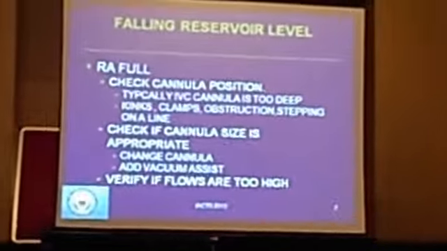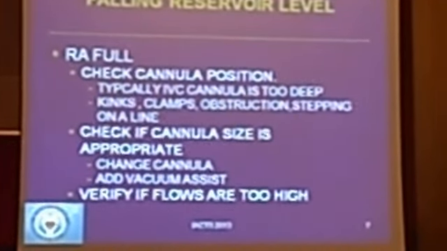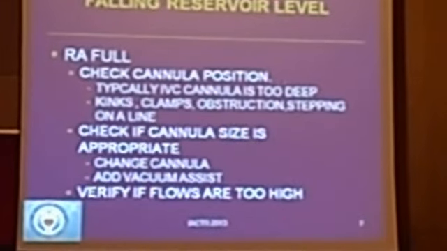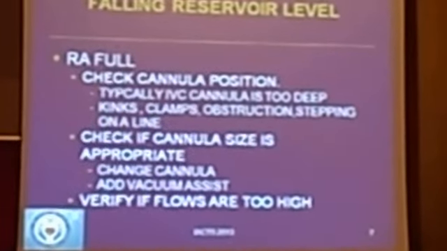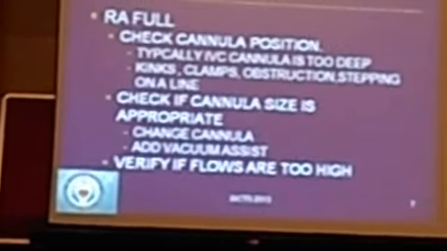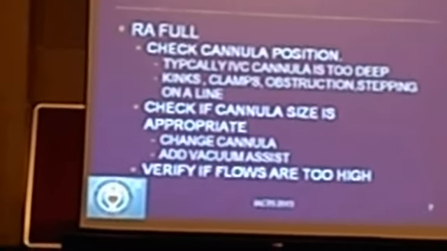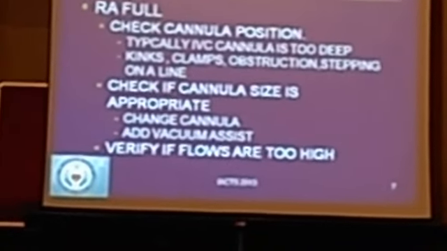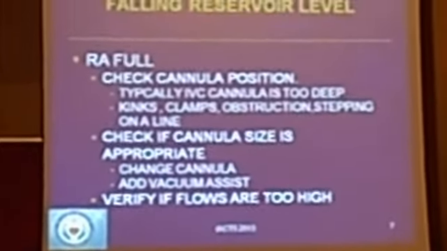Typically the cannula is too deep. Very often you have to pull out the cannula because it is abutting into the hepatic vein orifice. Typically the IVC. Don't forget, there could be clamps, there could be obstruction. People have actually stepped on a long line, pushed. You have the tubing coming here, kinked. Check if the cannula size is appropriate. You might have to change the cannula if you don't have vacuum assist, or you can add vacuum assist.